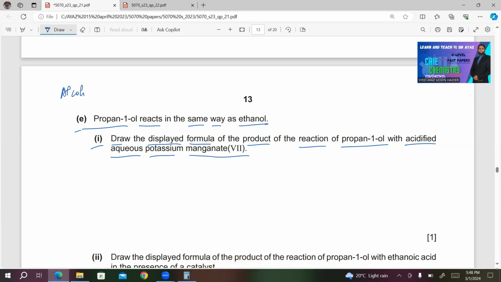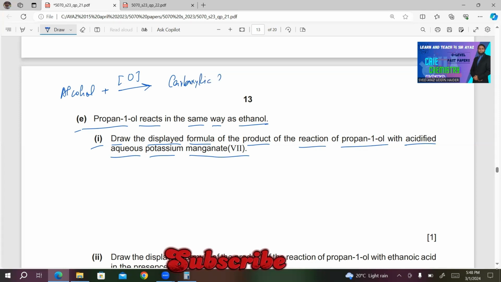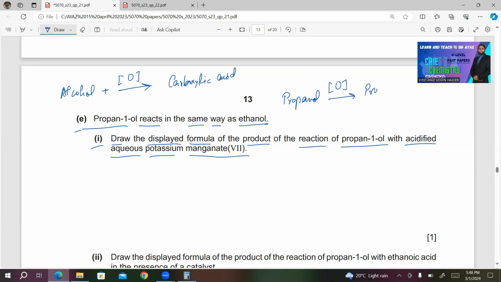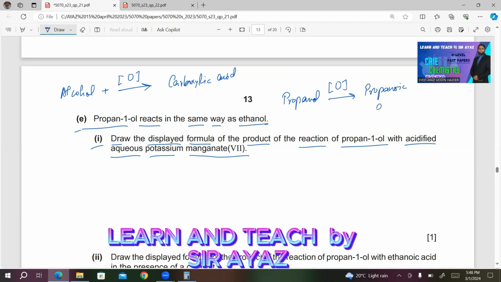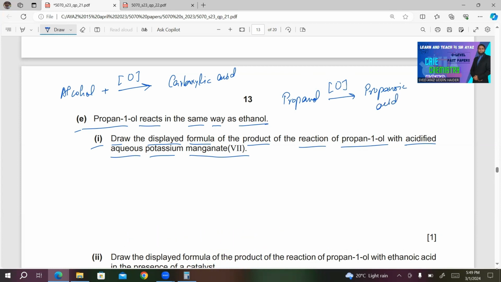Alcohol plus, this is oxidation, and we'll get carboxylic acid. So ethanol gives ethanoic acid. Propanol gives propanoic acid. Propanol oxidation gives propanoic acid. Now they want you to draw the displayed formula of the product. We need to draw the formula of propanoic acid.